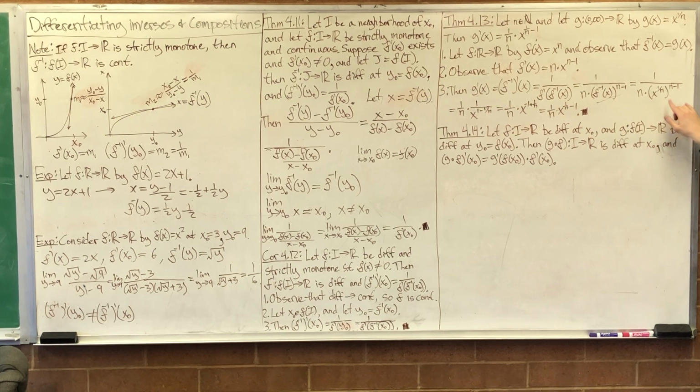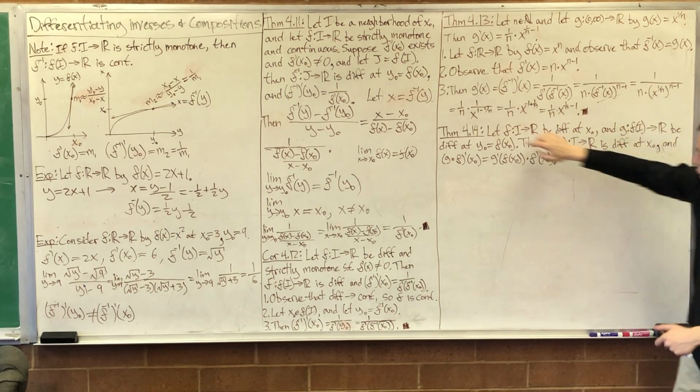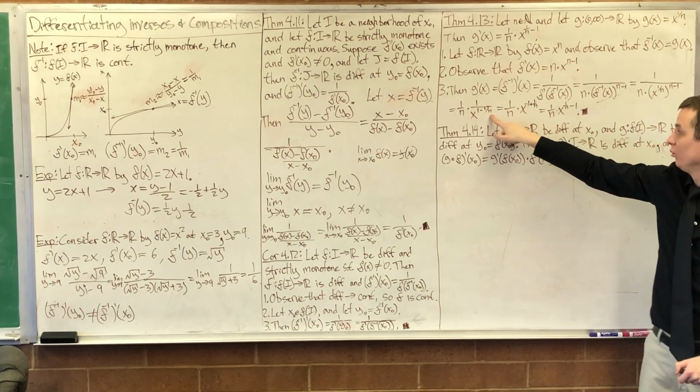Okay. So I still have my 1 over n. I just pulled that out. That's just going to be a constant, times x to the 1 minus 1 over n.